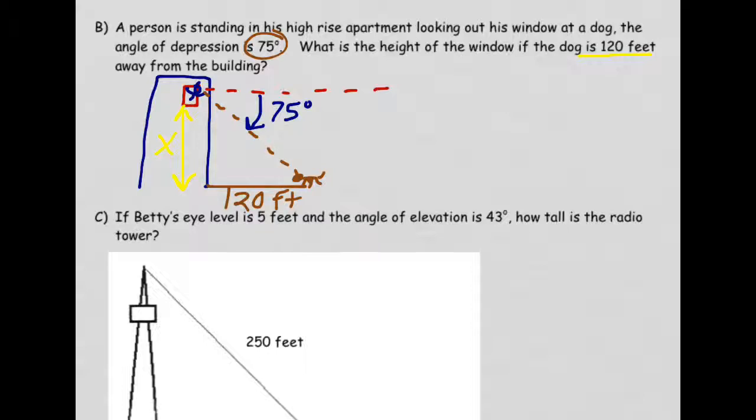So remember, the whole angle here is going to be 90 degrees. This whole angle is 90 degrees. So to find our angle in our triangle, we just take 90 and subtract 75 from it. That gives us 15, and so this angle is 15 degrees.